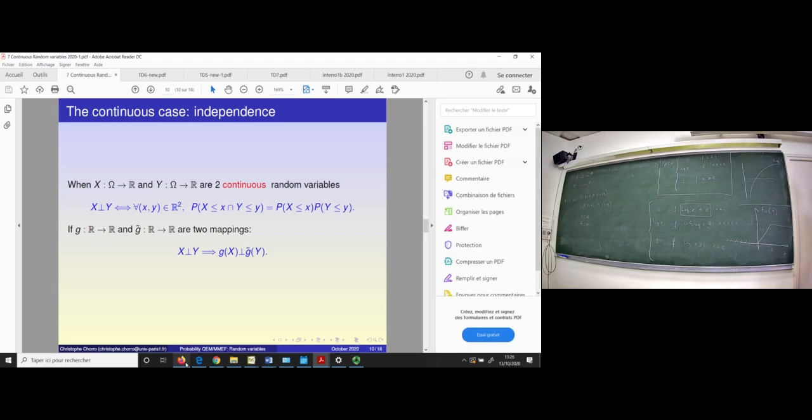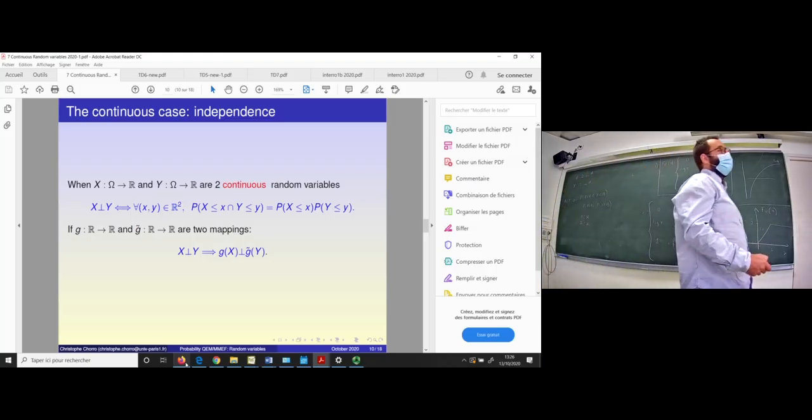But you will see in a few minutes that in fact it's not this one that we are going to use practically. Practically, we are going to handle density functions and see what happens. But for the moment, I have this one. And we have exactly the same result as the one we obtained in the discrete case.